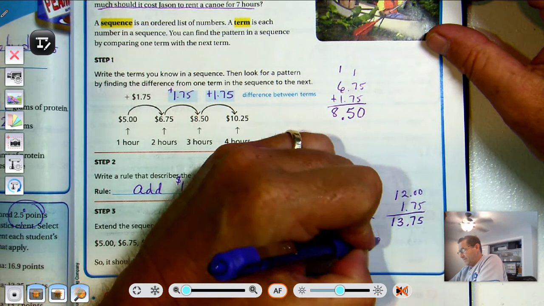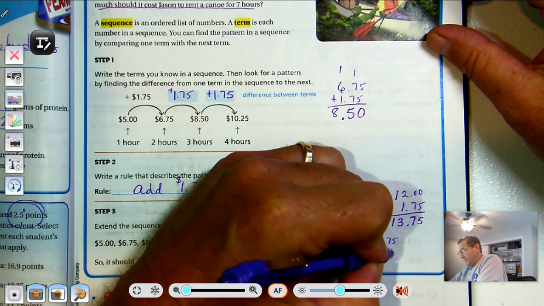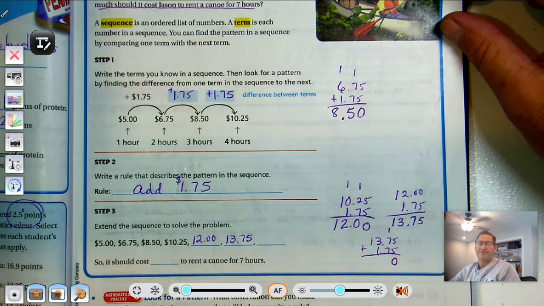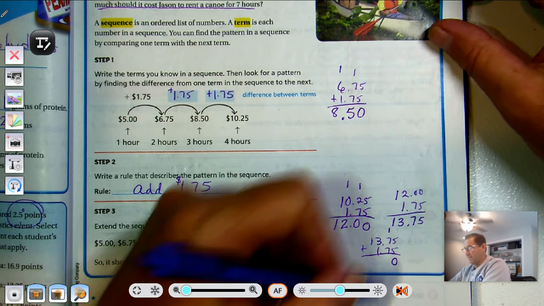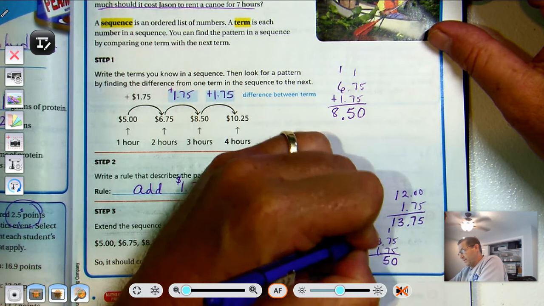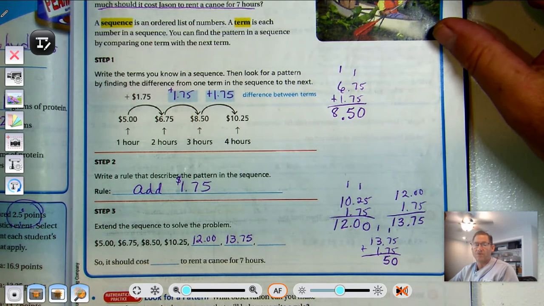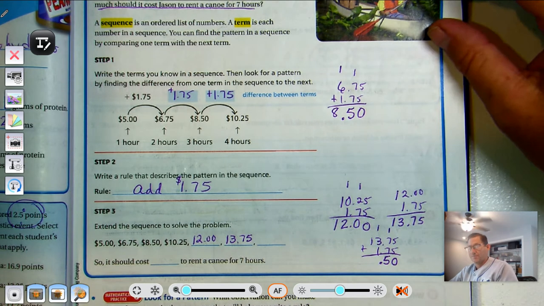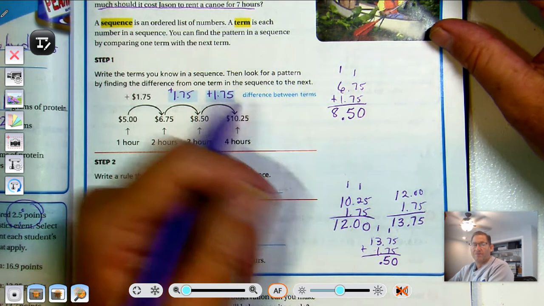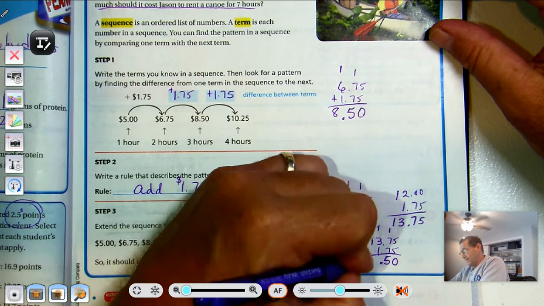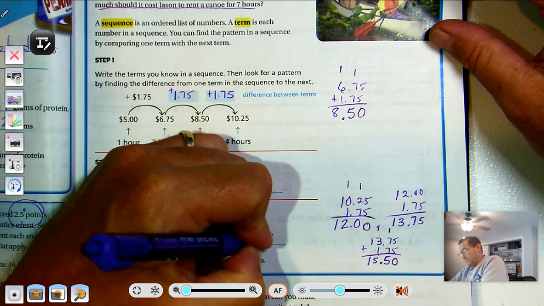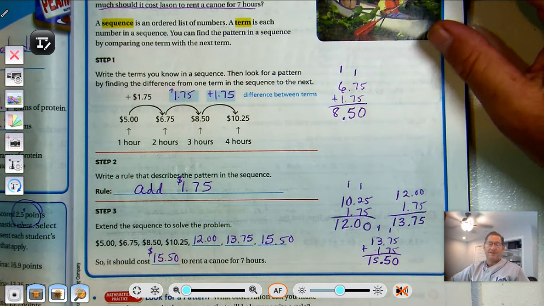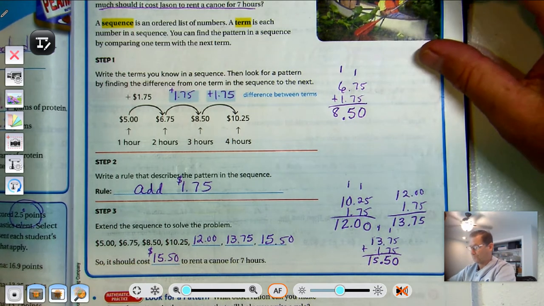And then finally 13.75 plus 1.75, because we're at 6 hours right now. 5 and 5 is 10. Regroup that as 1 tenth and 0 hundredths. 7 and 7 is 14. Plus the regrouped tenth is 15. Regroup that as 1 and 5 tenths. Place your decimal and add the ones. 13 and 1, we know that's going to be 14, right? Plus 1 is 15. So $15.50 to rent a canoe for 7 hours.